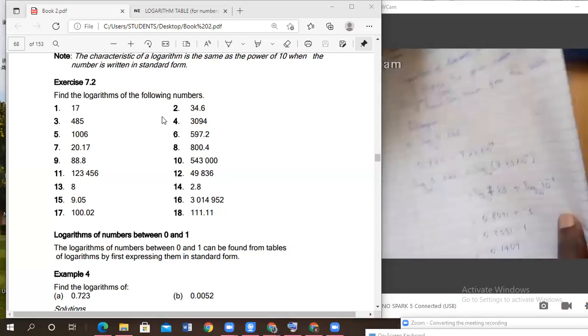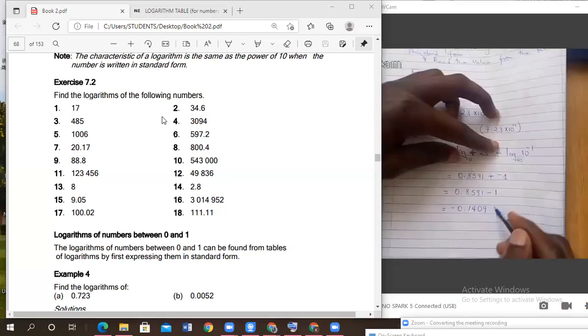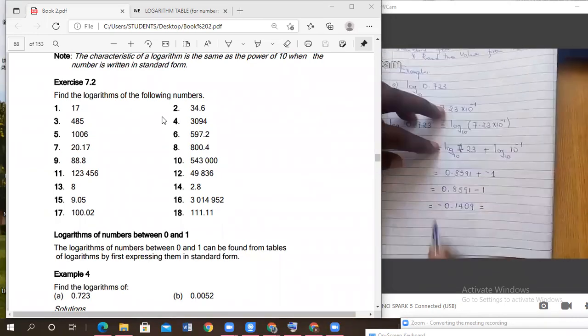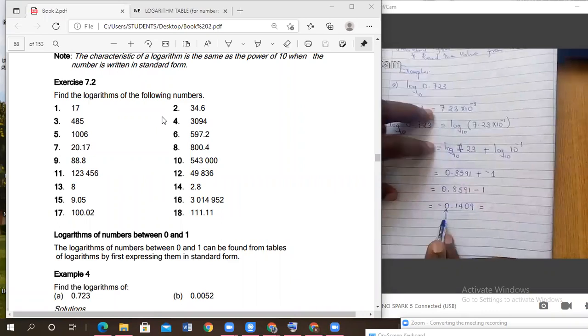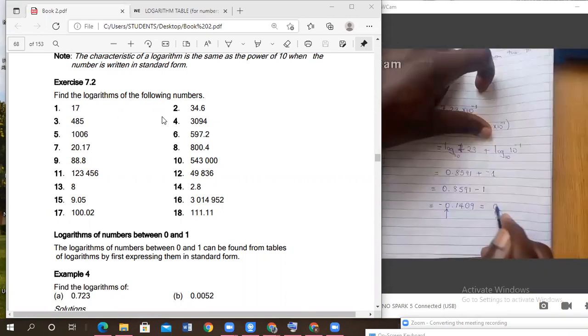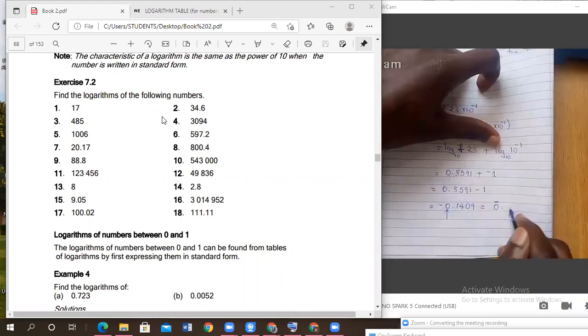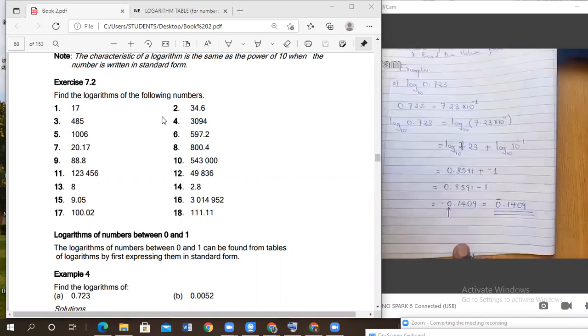Are you together? But in logarithm, we don't write the negative like this. In logarithm, we write the negative as a bar. You put the bar on the characteristic if it's a negative. So you write 0 bar, like that, 0 bar .1409. That's how we write it in logarithm.